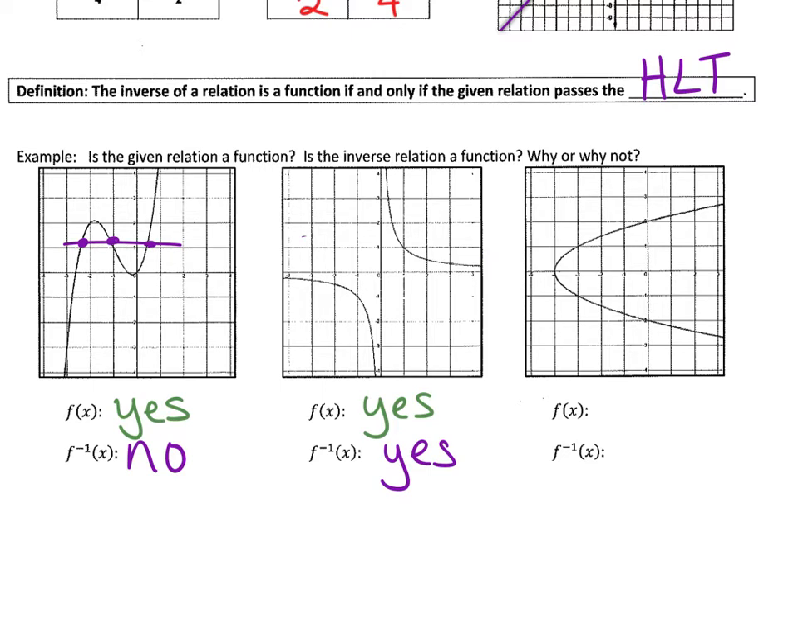What about the third one? Is that showing a function? No, because if I drew a vertical line here or some other places, it would repeat the x's, so it is not a function. But is its inverse a function? Yes. So they don't always have to agree, like the no's and the yeses. A relation can have an inverse that's a function and vice versa.